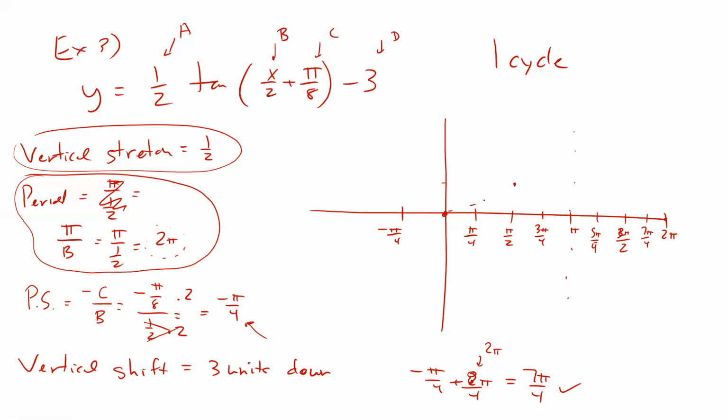So let's see if this makes sense. Originally, it goes like this. And at 3 pi over 2, it's going to hit negative 1/2. Okay, original. This is my tangent with a vertical stretch of 1/2 and a period of 2 pi. Are we good there? The important dots are 0, 0, pi over 2. This is 1/2 right here. 3 pi over 2, negative 1/2, and it hits 0 again at 2 pi.